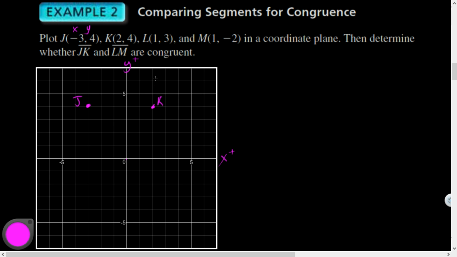Okay. L is at 1, 3, over 1, up 3. So here's L. And M is at 1, -2, over 1, down 2. M. And then it says, determine whether JK and LM are congruent. All right, so they left the space of just having points. They then made these into segments. So this is segment JK, and I guess I'll label this one blue.